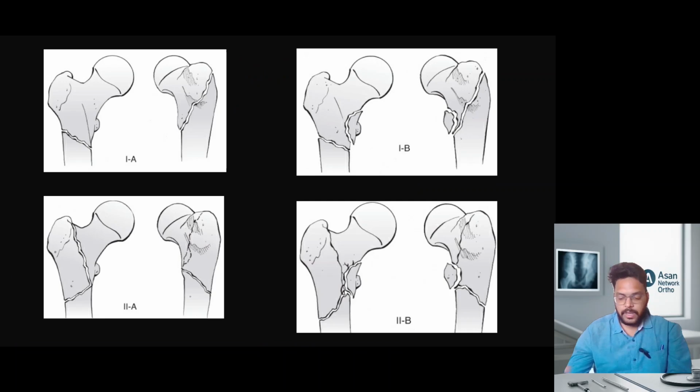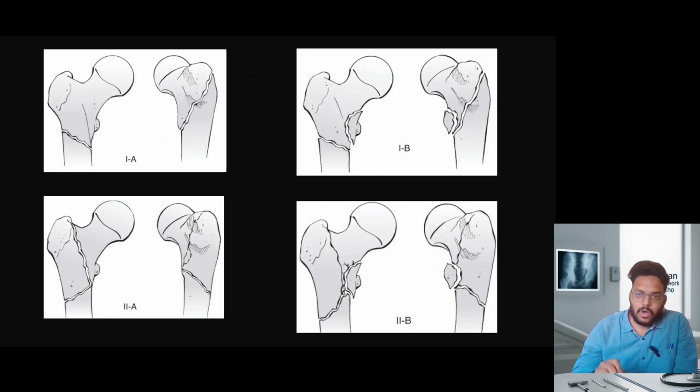We'll understand better in the image. See, type 1 does not involve the piriformis fossa. This is the piriformis fossa here, so it is not involving the piriformis fossa.